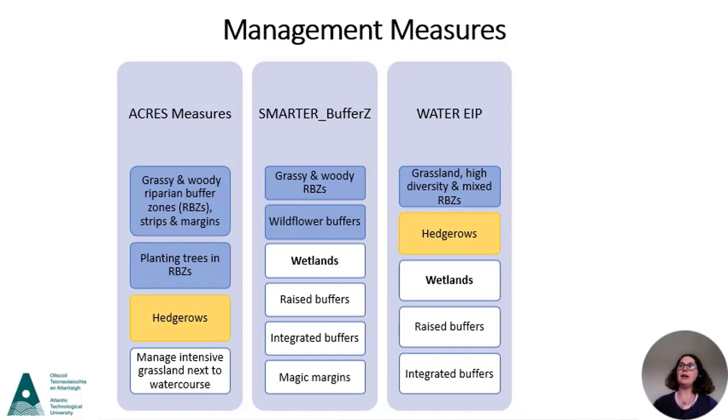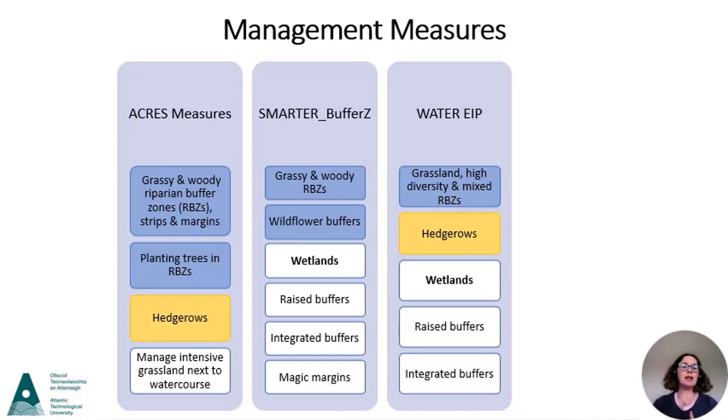These then again in comparison to the Water EIP, which will be a department funded programme with LAWPRO and ASSAP. Here again we see that grassland, high diversity and mixed riparian buffer zones are going to be a priority along with hedgerows. So this very much aligns with what the ACRES measures are including. They have also gone for wetlands, raised buffers and integrated buffers.